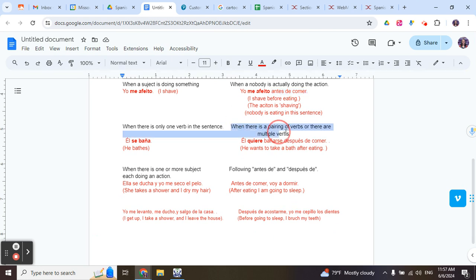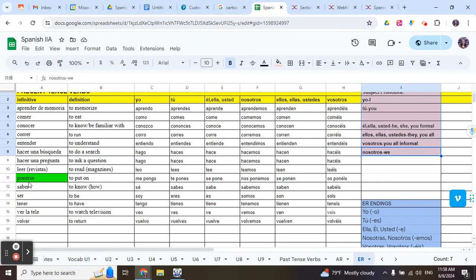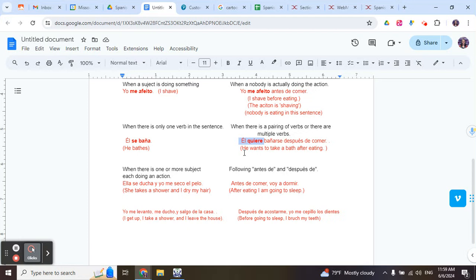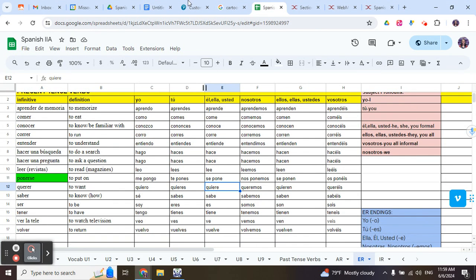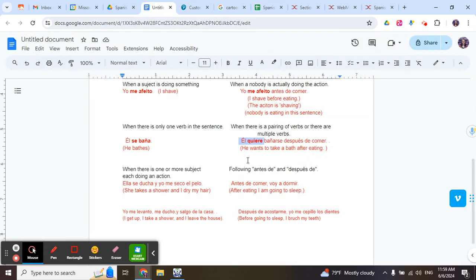When there is a pairing of verbs, or if there are multiple verbs, we will not conjugate. So let me show you what I mean. So we say "él quiere." We can see that "quiere" is conjugated from "querer," which is an ER verb, and you can find it on your chart by clicking the ER tab. Oh, no, not there. It will be in a second. So here's the verb "querer" on line 12. So we can see "él quiere," he wants, right there. That's the action of the sentence.